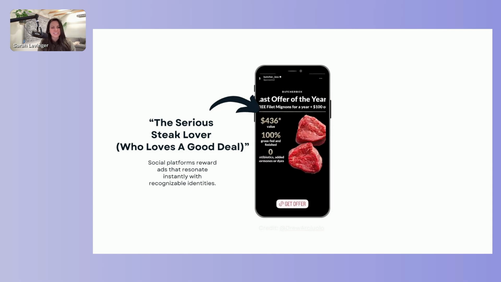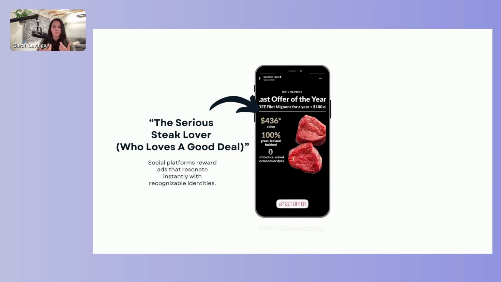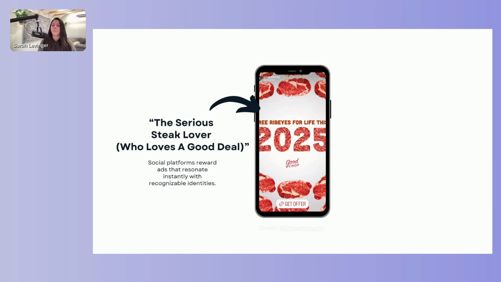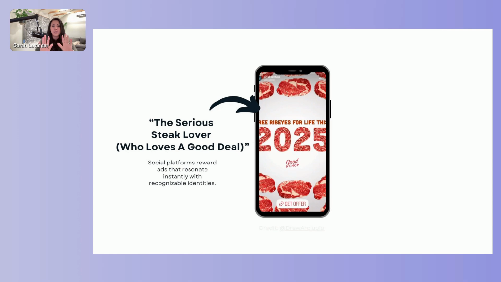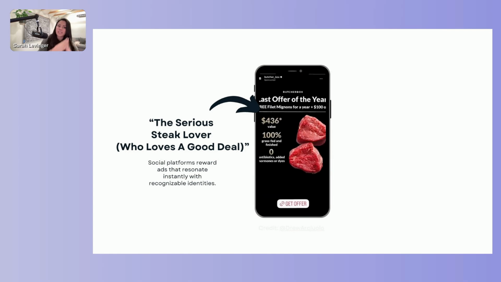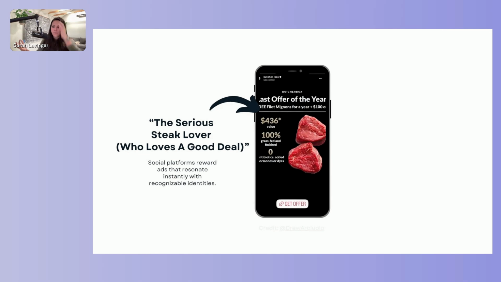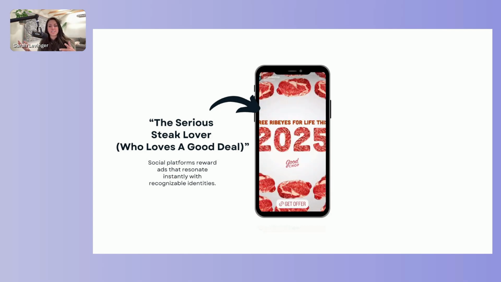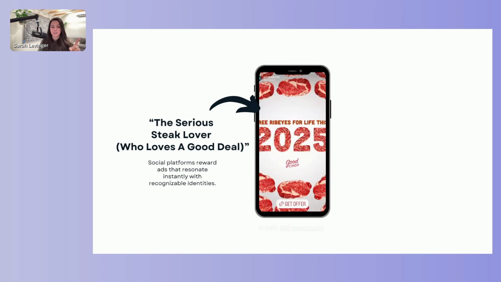So if we've got competitors in the space that are coming in trying to take a piece of what we want to take, the best thing you can do is try and angle your particular ad off of as many different identities as possible so that we can start to speak to a specific type of person who's in the right mindset to buy, right? So both of these are talking to the serious steak lover, right? But only one of them is talking to a serious steak lover who loves a good deal.